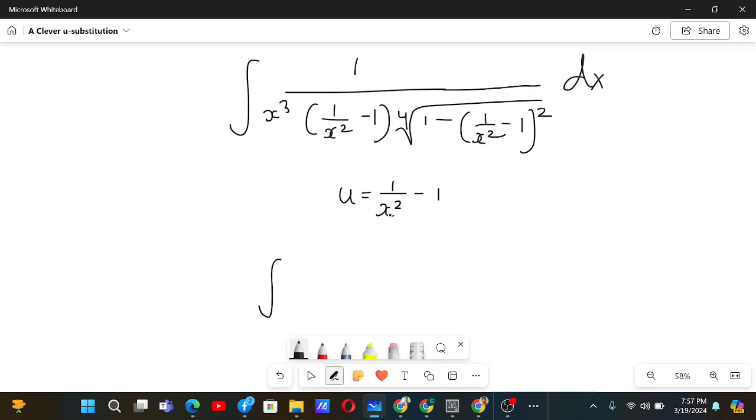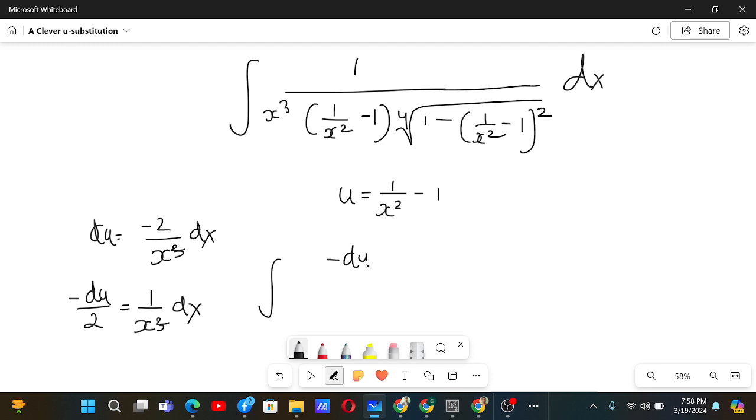If we make the substitution, we get du equals minus 2 by x cube dx. Sorry, minus 2 by x cube, not x square. So 1 by x cube dx is equal to minus du by 2, and now this is u, and over here it's the 4th root of 1 minus u square.